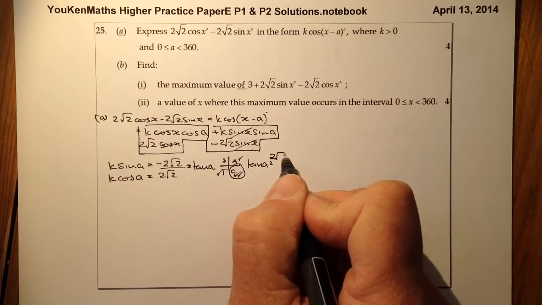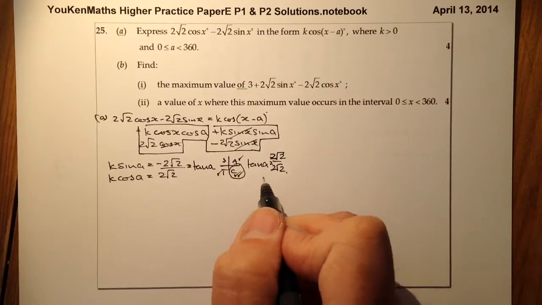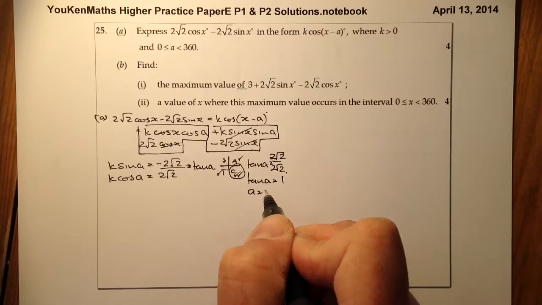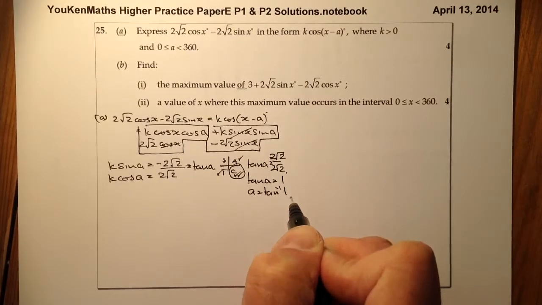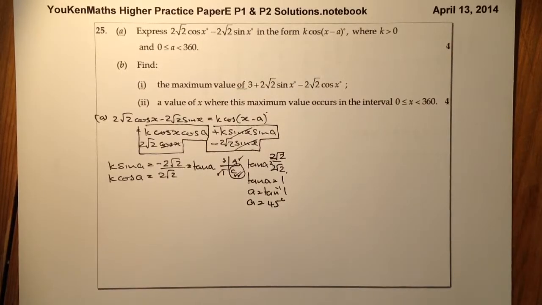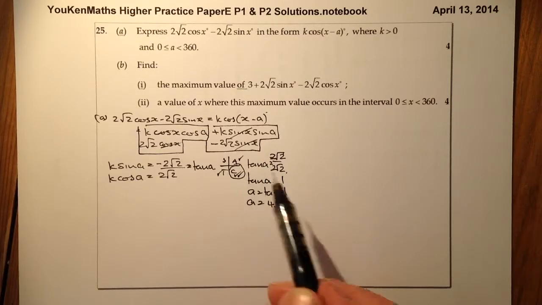So let's go for 2 root 2 all over 2 root 2. I'm just getting rid of the minus signs. So tan a is equal to 1. So a is equal to the inverse tan of 1. The table of exact values should give us that as 45 degrees. Remember, it's a fourth quadrant answer that I'm looking for because of this one here.